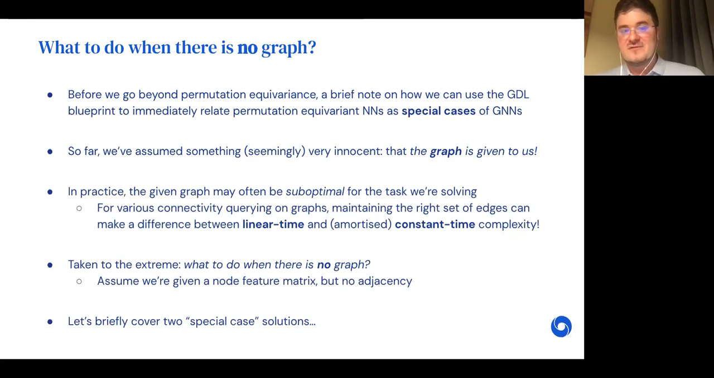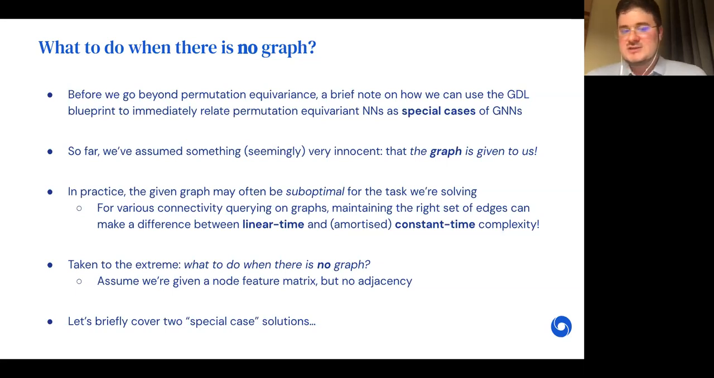But in practice, even if we have a graph, it may be suboptimal for the problem you're solving. For example, I'll give a quick example from theoretical computer science. If you want to do connectivity queries on graphs, so I give you two nodes and ask you, are they connected? If you maintain the original set of edges, you can easily come up with a degenerate case where the nodes are arranged in a path, and predicting their connectivity requires a linear number of layers to cover the entire path. But if you carefully choose a different set of edges mandated by a particular data structure known as the disjoint set union, you can answer these questions in amortized constant time. So the choice of edges, even if they both represent the ground truth structure, can be quite critical for the complexity of solving the task you have.